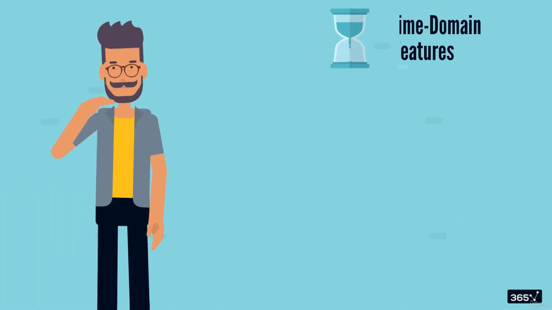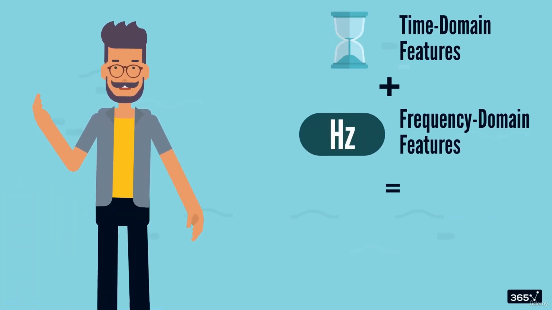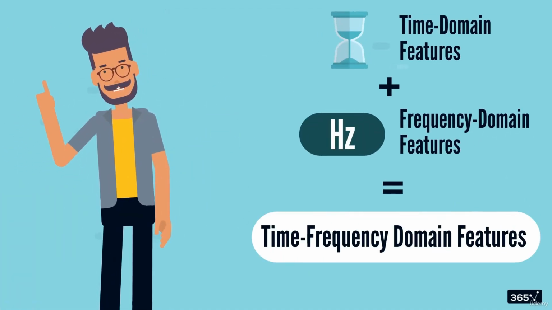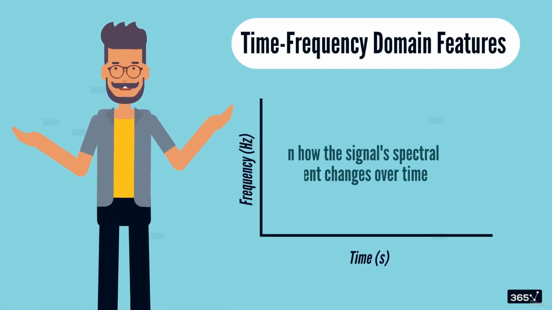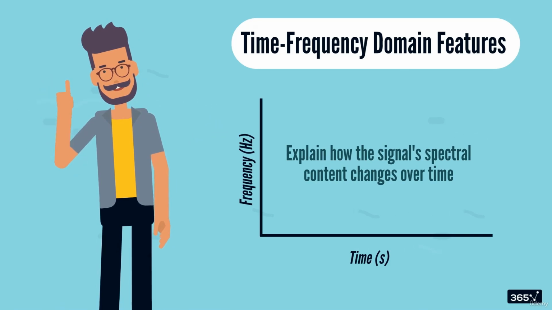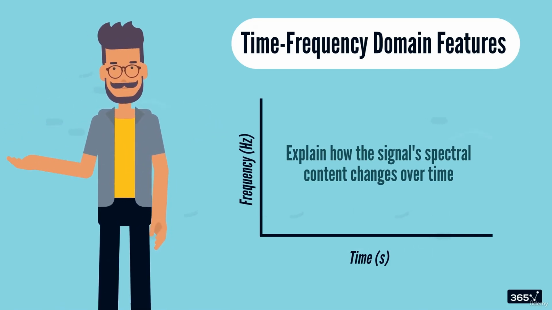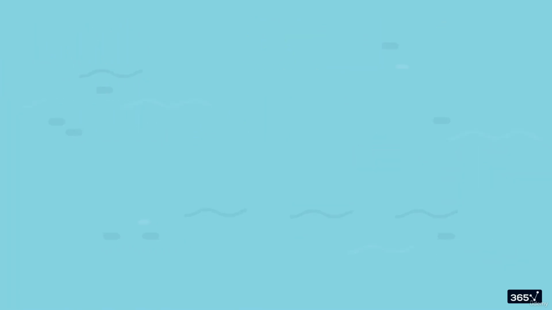Alright, time and frequency domain features exist, yet there are also time-frequency domain features. Unsurprisingly, time-frequency domain features represent the signal in both time and frequency domains, capturing how the signal's spectral content changes over time.